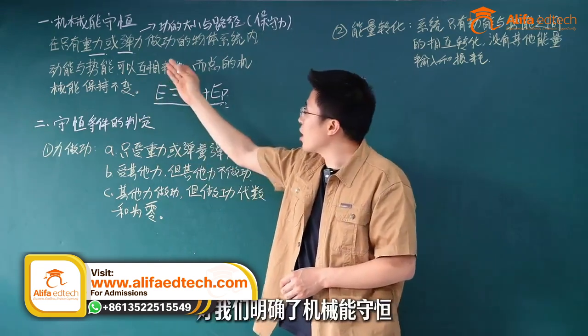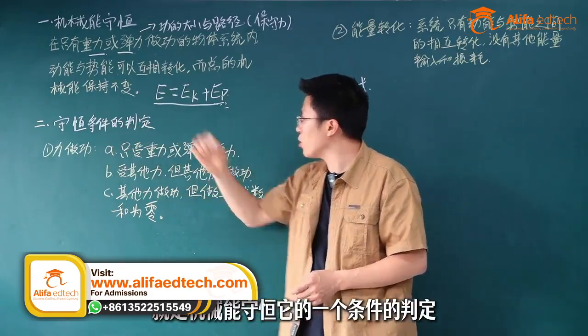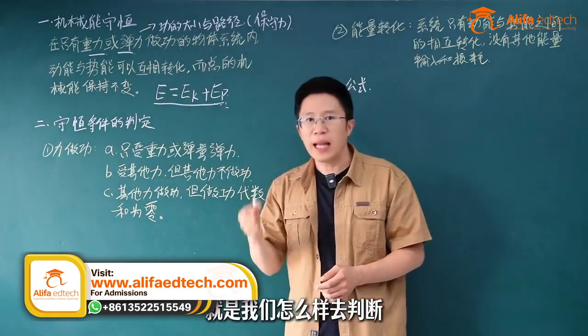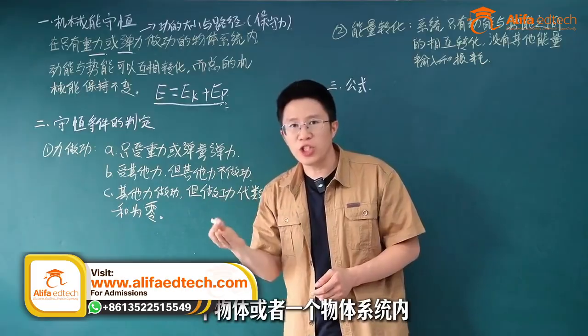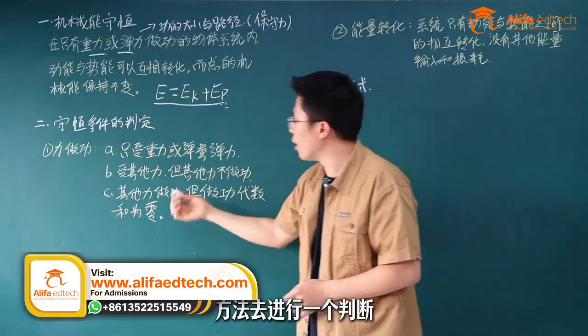All right, after we've clarified the definition of the conservation of mechanical energy, the next very important point is determining the condition for the conservation of mechanical energy. That is, how do we judge whether the mechanical energy of an object or a system of objects is conserved? Well, we can use the following methods to make this determination.